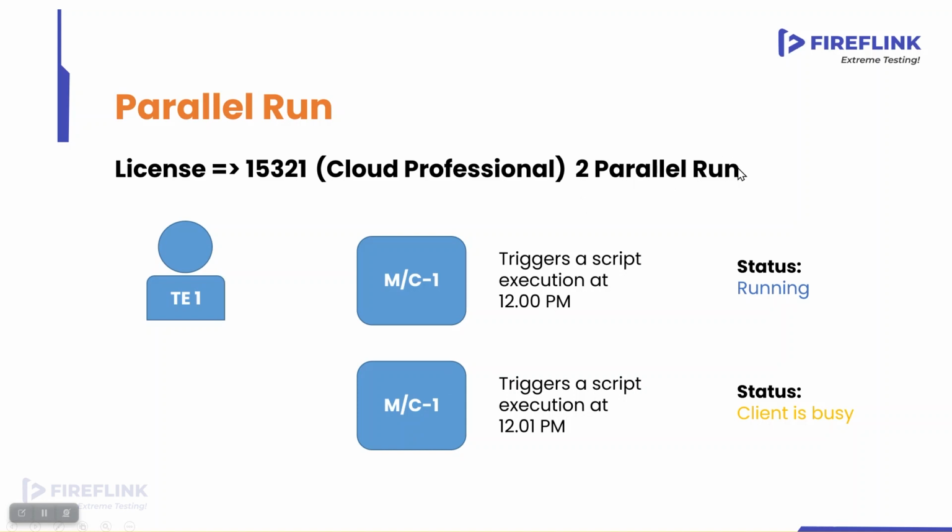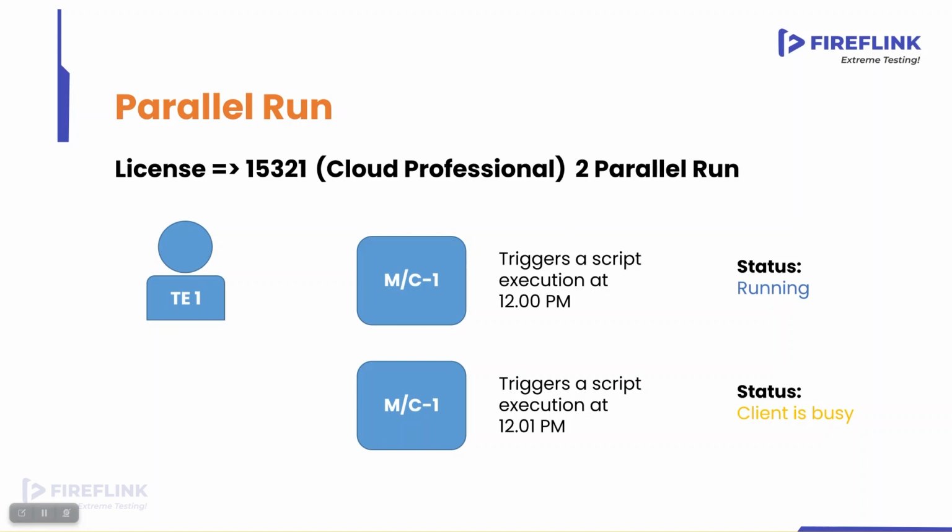So parallel run purely depends on the number of machines where the execution can be triggered. In a single machine you cannot trigger two different executions at a time. When it is two different machines, you can trigger the execution at a time, right? This is with respect to parallel run, theoretically.